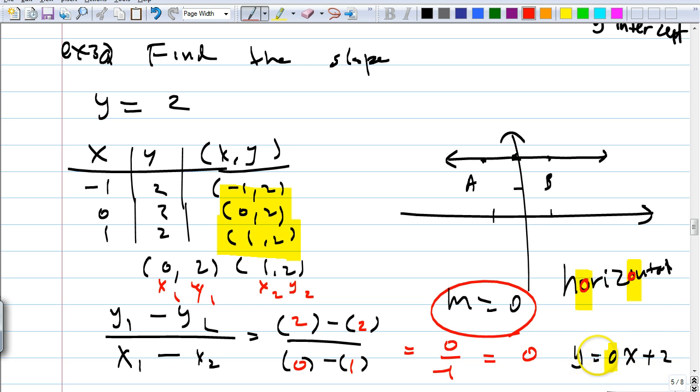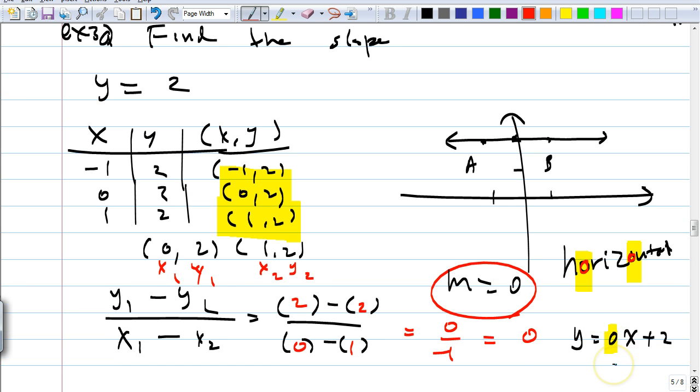By the way, this could have been written in slope-intercept form. The reason the m is missing and the x is missing is because the slope is 0. What's 0 times x? 0. That's why you get y equals 2. So that's kind of written in slope-intercept form. Is that okay? Again, the slope of any horizontal line is always equal to 0. Does that make sense? Because there's no rise. It's rise over 1. There's no rise.